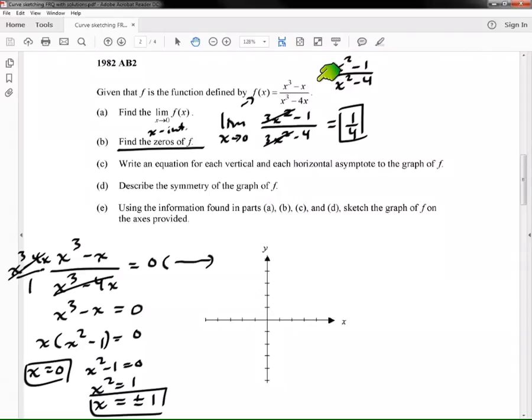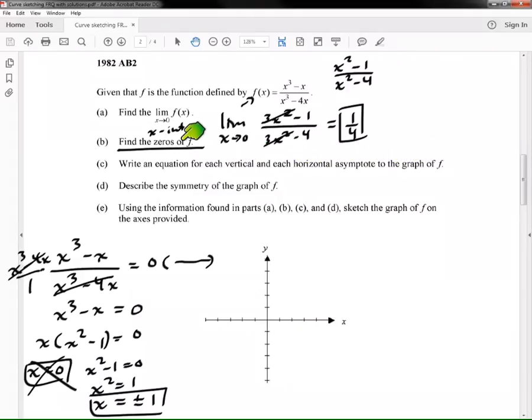See, this one has a hole at 0. Because the 0 would make the denominator equal to 0, and you can never, ever, ever divide by 0. Even if you get a 0 on the top, 0 divided by 0 is undefined. So this is not an x-intercept. Can't be. The function is undefined at that point. Alright, so we got our zeros, positive and negative 1. Next, let's look at C. C says, write an equation for each vertical and each horizontal asymptote.